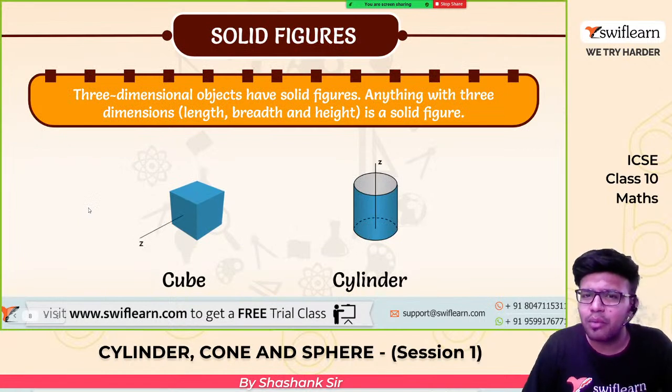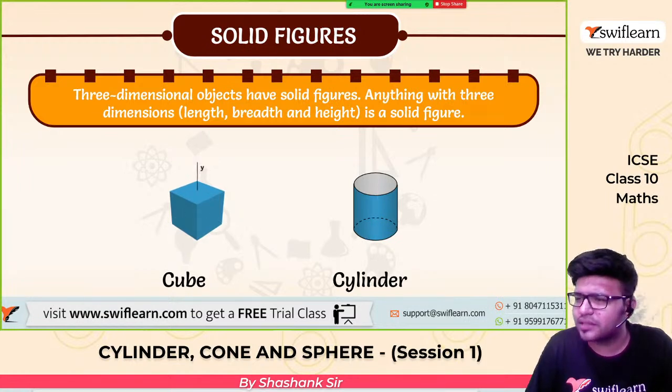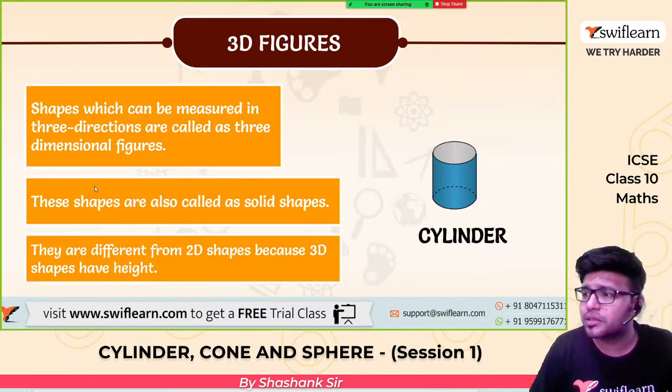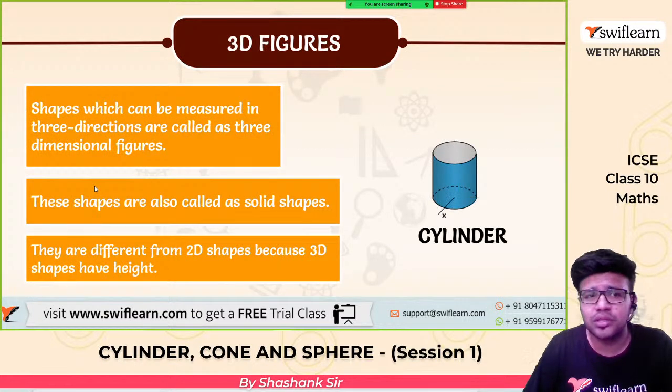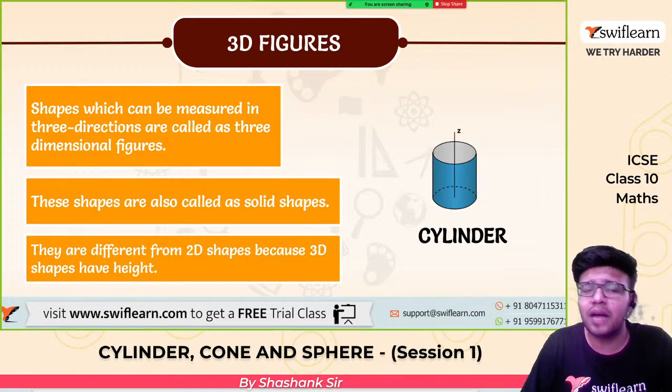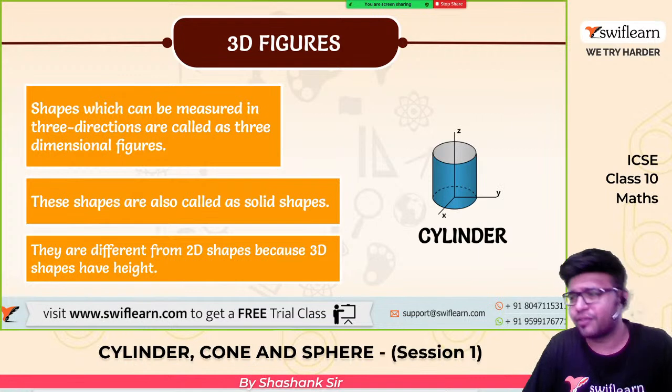Okay. Now three-dimensional objects have solid figures. Anything with three dimensions, length, breadth, and height, is a solid figure. Okay, which has three dimensions, which we can measure in three axes. It's a three-dimensional figure. Shapes which can be measured in three directions are three-dimensional figures. These shapes are also called solid shapes. These are different from 2D shapes because 3D shapes have height.